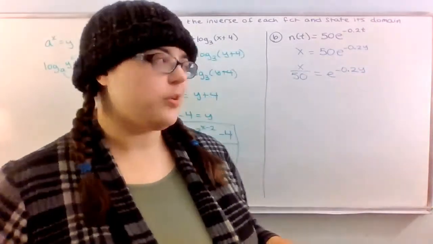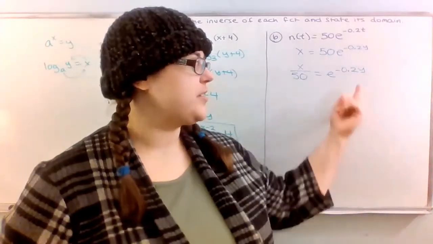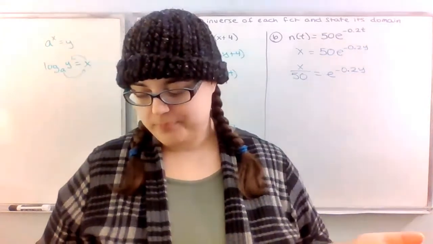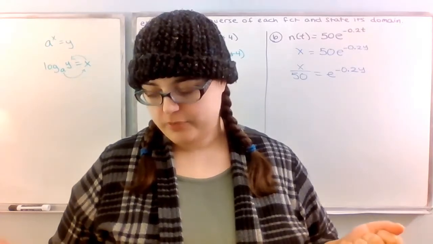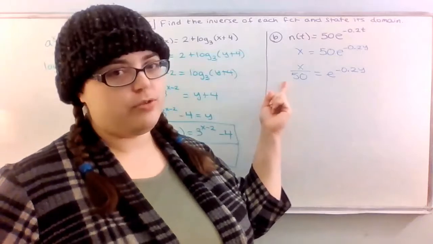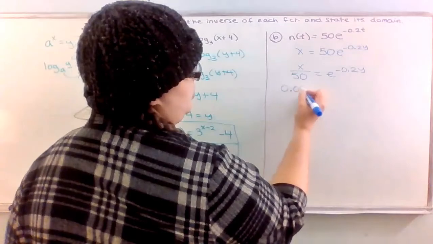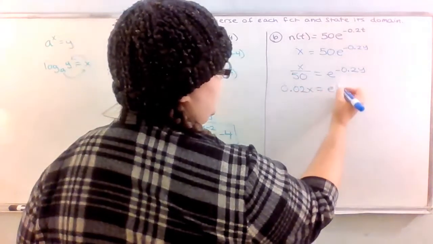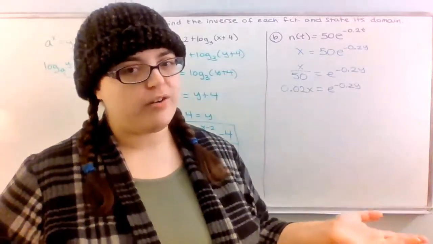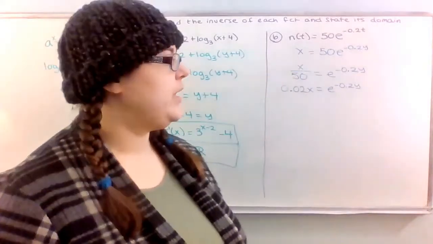Now, typically we're going to keep things in fraction form, but I'm going to change this into decimal form just because we have a decimal already set up over here. So let's keep our values consistent. So putting this into decimal form, 1 over 50 is the same as 2 over 100, so 2/100. So I'm going to get 0.02x is equal to e to the negative 0.2y. Again, there's nothing wrong if you want to keep it in fraction form. So if you wanted to keep this as x over 50, that's totally fine.